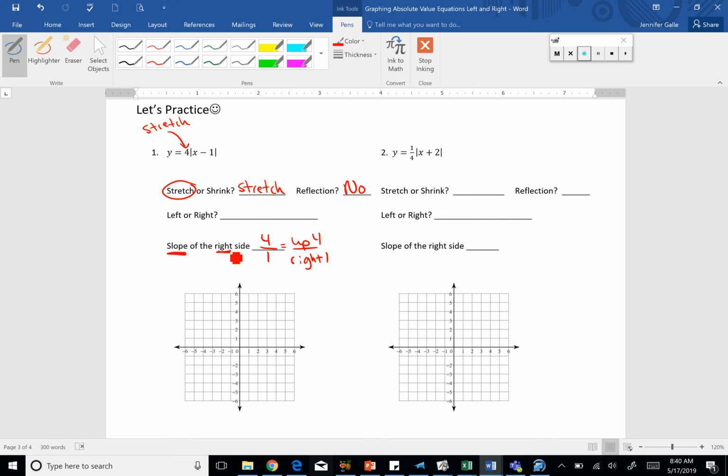So again, that multiplier piece, that number in front of the absolute value bars, it tells us a ton about our graph. It tells us if it's going to stretch or shrink. So should it be skinny or wide? It's going to tell us whether or not it reflects. So is it going to open up or is it going to be upside down? And it also gives us the slope to the right side of our graph. So that multiplier piece is huge for us.